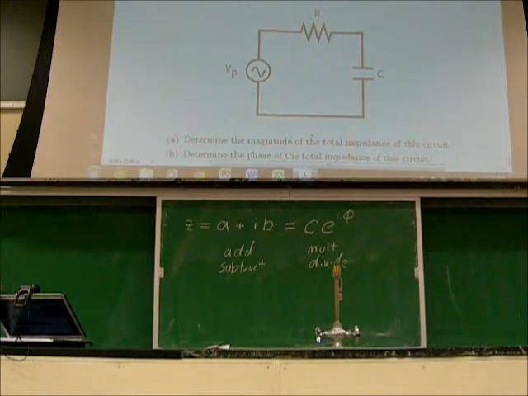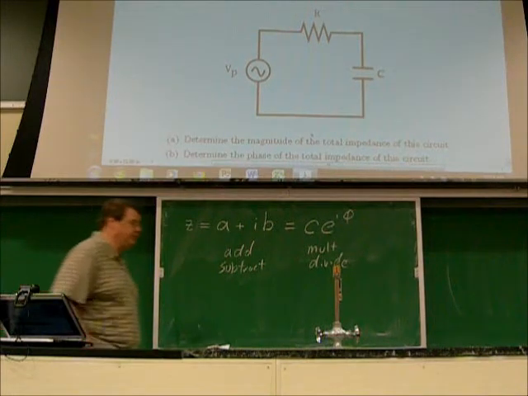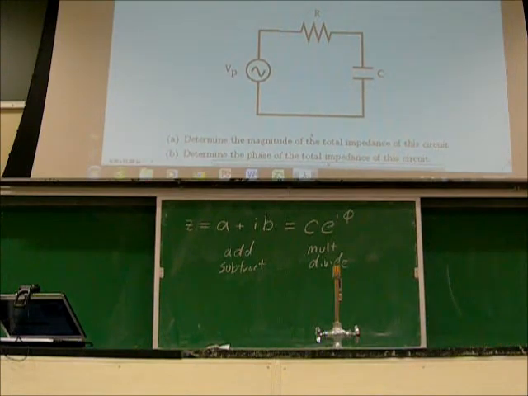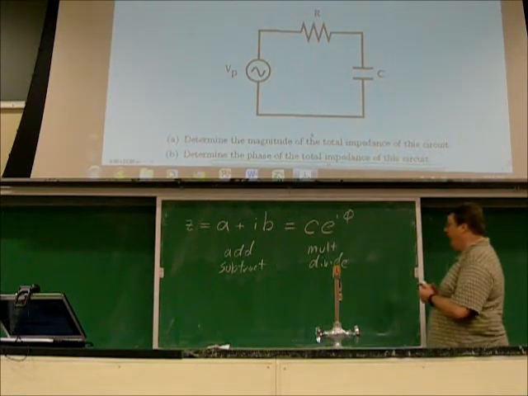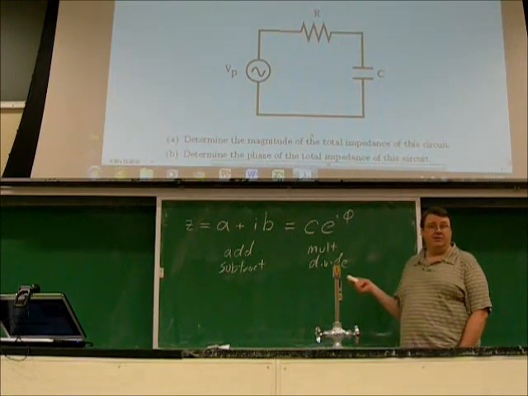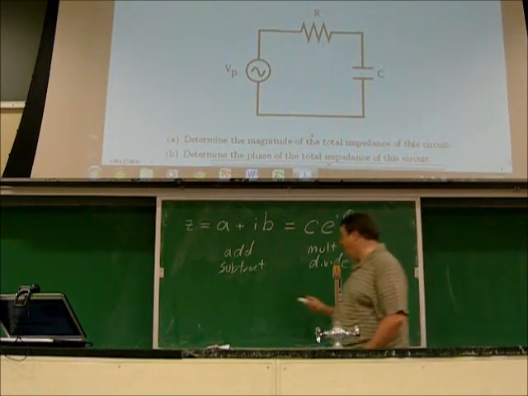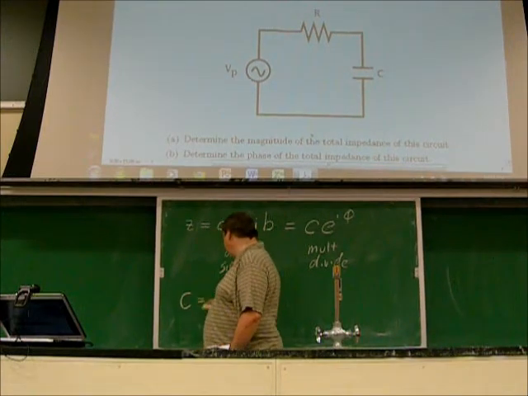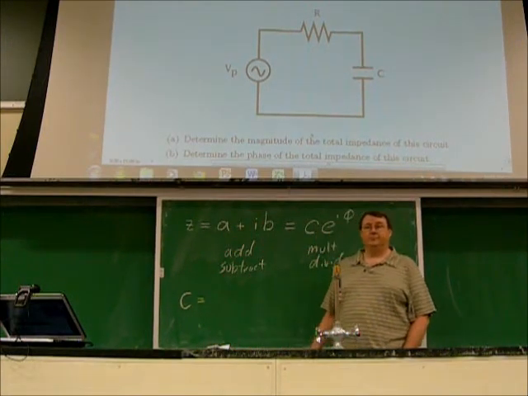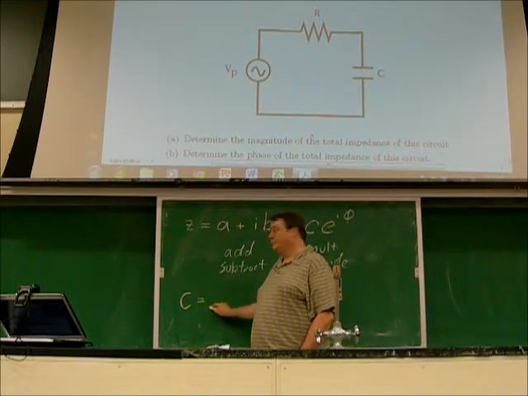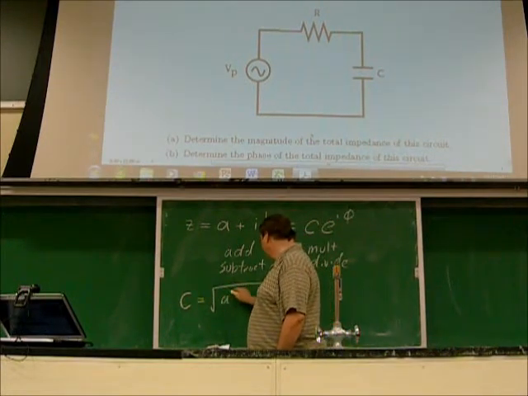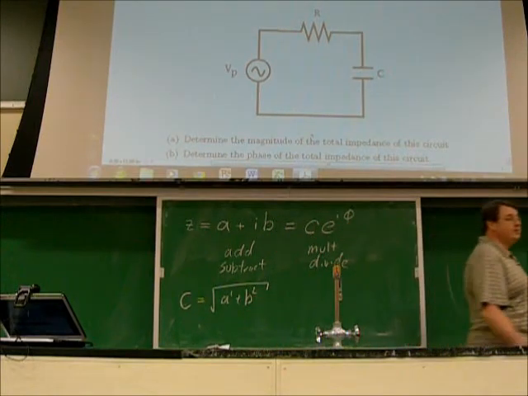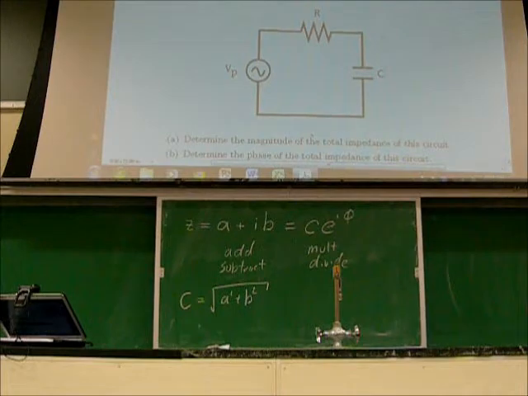Okay? So, the first thing to be able to do is to be able to take complex numbers and go back and forth between the 2 versions. And if you have A and B, and you wish to find C and phi, how is C related to A and B? Square root A squared plus B squared. And how is phi related to A and B?